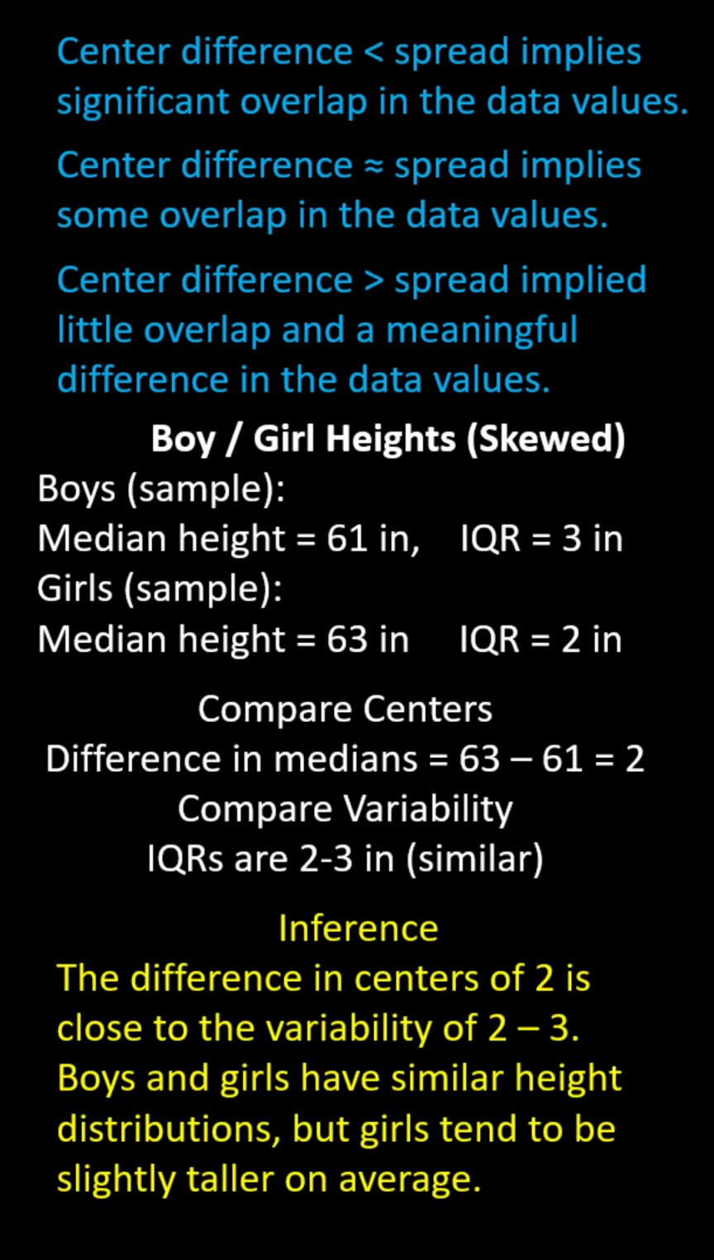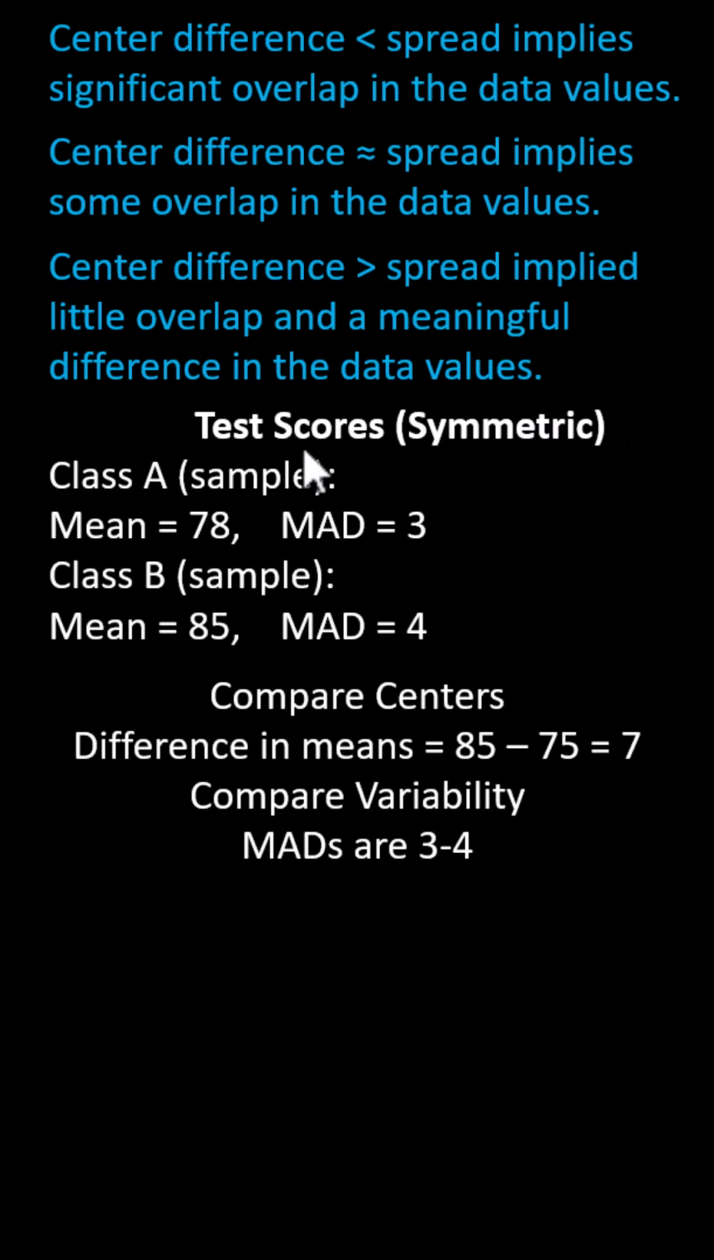Let's look at a second example. Here we're comparing test values, and because the data values are symmetric, they're giving us the mean and the mean absolute deviation. For class A, the mean is 78, the mean absolute deviation is 3. For class B, the mean is 85, and the mean absolute deviation is 4. Comparing the centers, we find the difference in the means, which is 7, and for the variability, the mean absolute deviations are from 3 to 4.